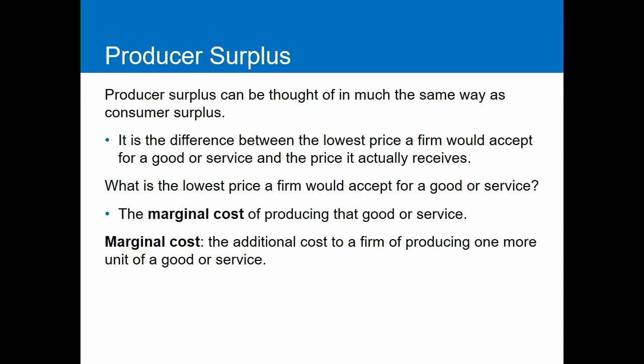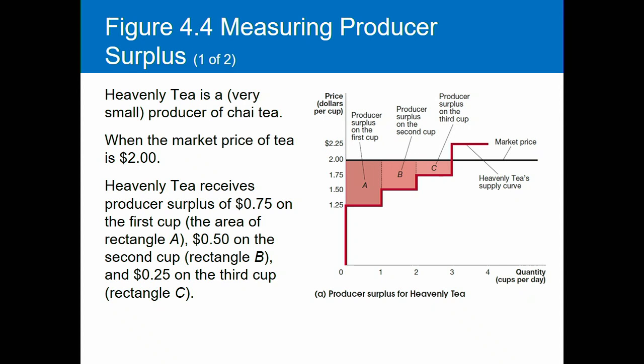If you produce this next good and it costs you $10 to make it, you're not going to want to sell it for less than $10. You're going to want to at least break even from it. So because of that, we have the difference between the supply curve and the price that's being sold at. So we'll walk through another example, a very small market for Heavenly Tea that's producing this special type of tea. So here is their supply curve or their marginal cost curve, and it's the same thing for these firms.